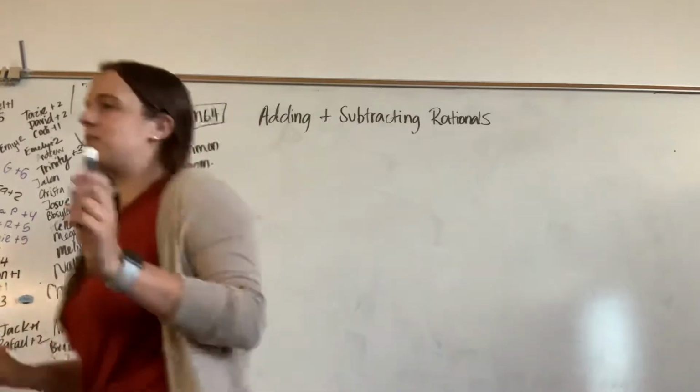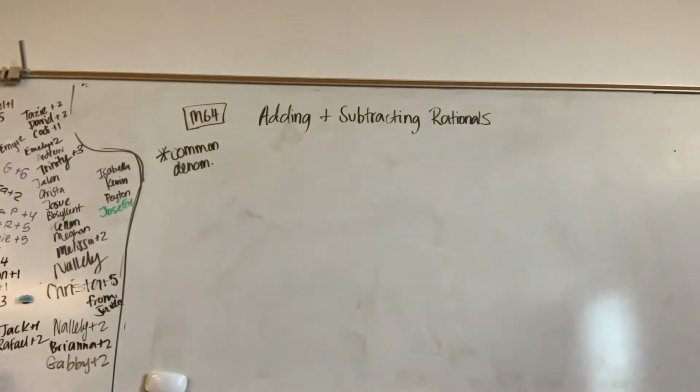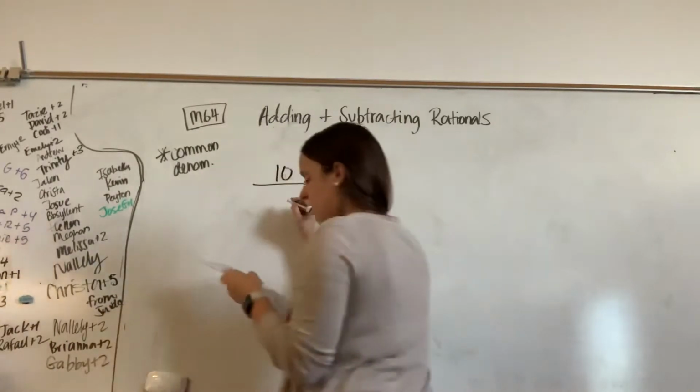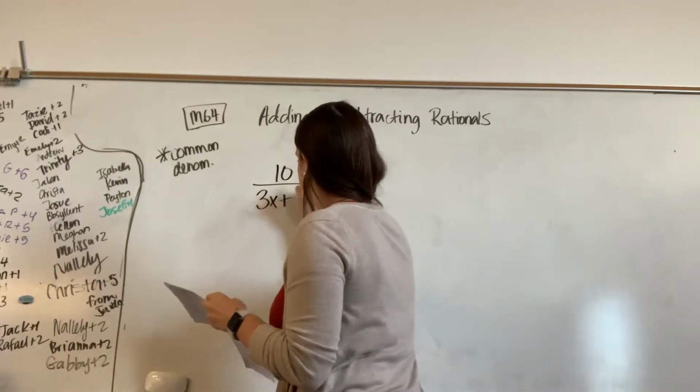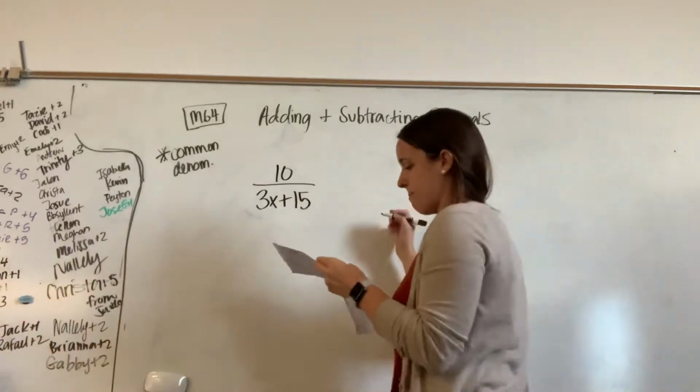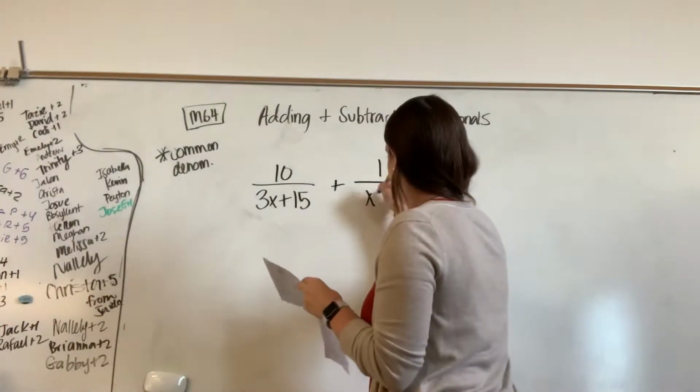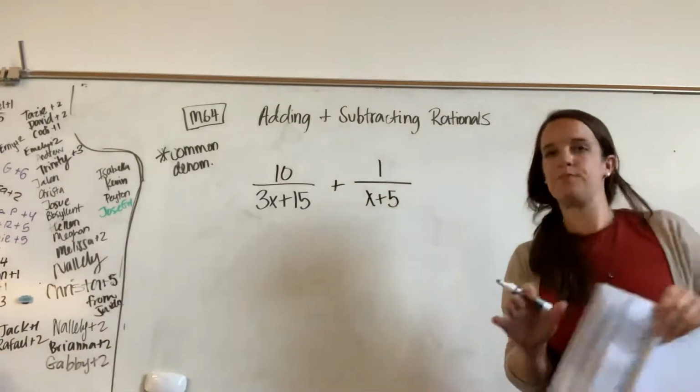So we're going to use my mom and Phyllis. The backyard was the denominator, right? You just got it. Exactly. So 10 over 3x plus 15, plus 1 over x plus 5.